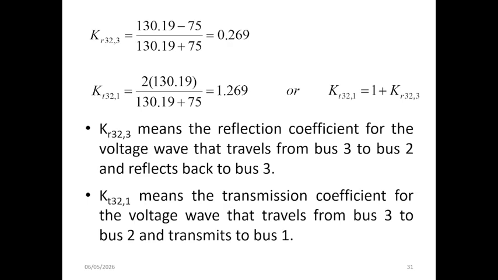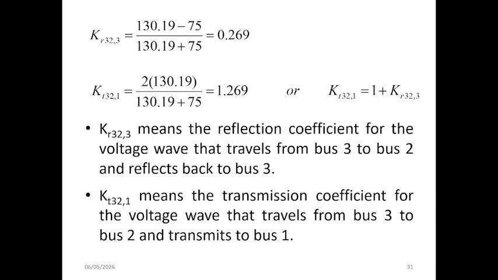This slide explains the reflection and transmission coefficient for a traveling voltage wave moving from bus 3 toward bus 2 in the power network. The reflection coefficient R32 can be determined using the surge impedance values of 130.19 and 75. By applying the formula, the result is 0.269. Since the value is positive, the reflected voltage wave returns toward bus 3 without a change in polarity.